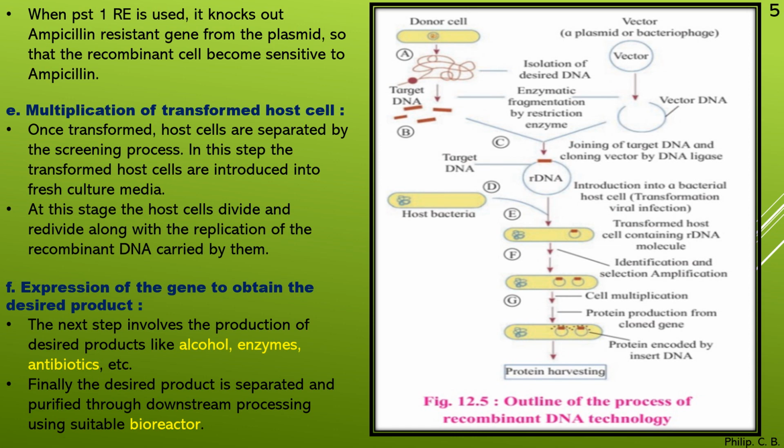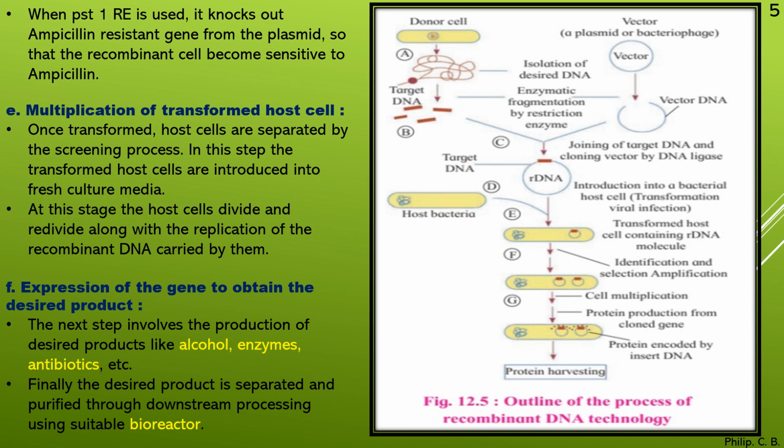So on the right side, you can see the image: donor cell, vector, that is a plasmid or a bacteriophage. The isolation of the desired DNA or target DNA is obtained, and at the same time the vector DNA, by enzymatic fragmentation. By using a restriction enzyme, the cut is made in the plasmid and the target DNA is inserted into it, that is, by joining the target DNA and the cloning vector by DNA ligase. As I mentioned, what is DNA ligase? The glue or gum which helps to join the plasmid and the target DNA or the specific DNA.